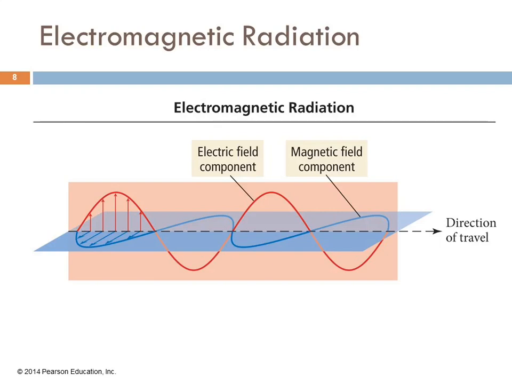So here's an illustration of electromagnetic radiation. So here we have in the red the electric field, and these travel as sine waves, so they go up and down. Here's the direction of travel. This is oscillating in a plane that's perpendicular to the direction of travel. And then the magnetic field component is perpendicular to that, so it's kind of doing a sidewinder thing here as it goes along.